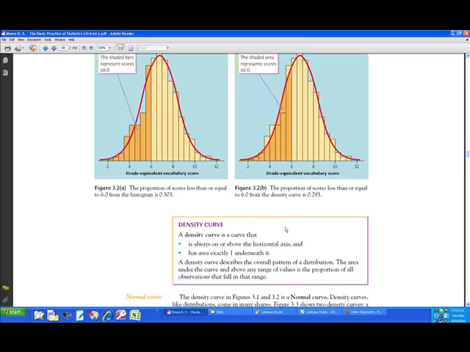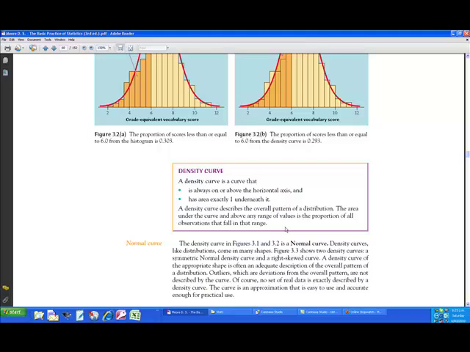So we talk about what's called a density curve. This is an example of a density curve. So what is a density curve? It's a curve that is always on or above the horizontal axis. So that's true of this red curve here. And it has an area of exactly 1 underneath it. So the area, remember, represents the percent. So the total area under the curve should be 1. Okay, so that's what we mean by a density curve.